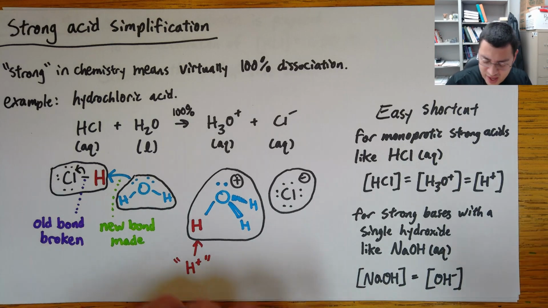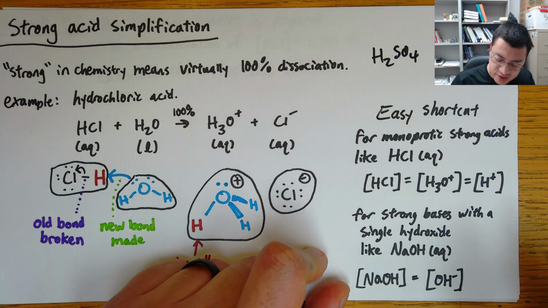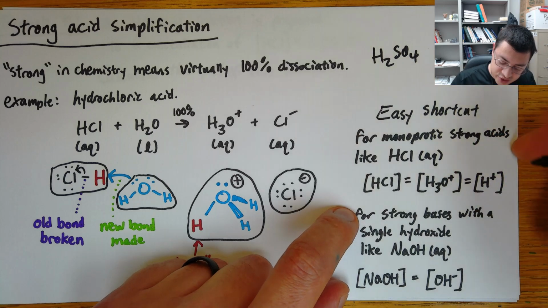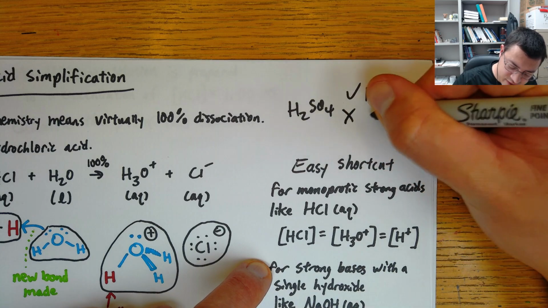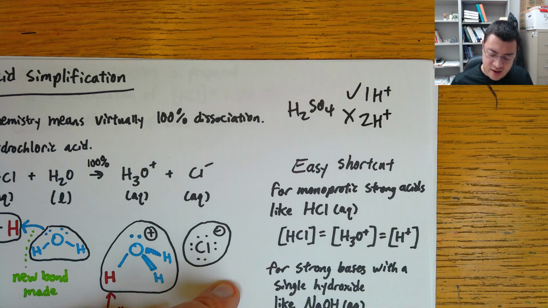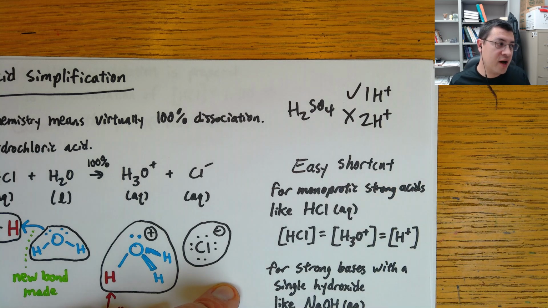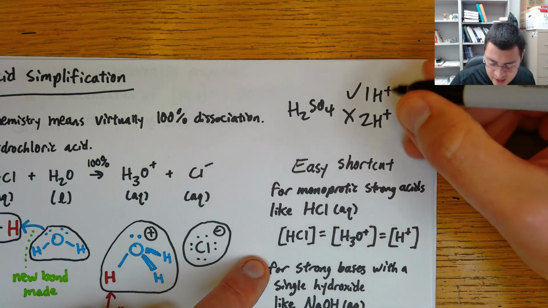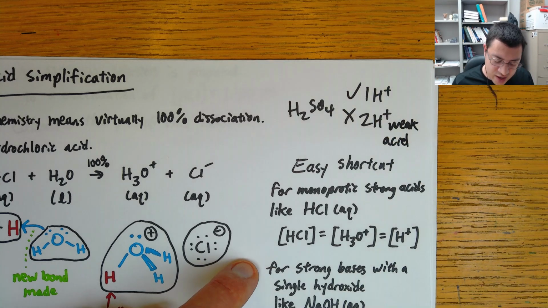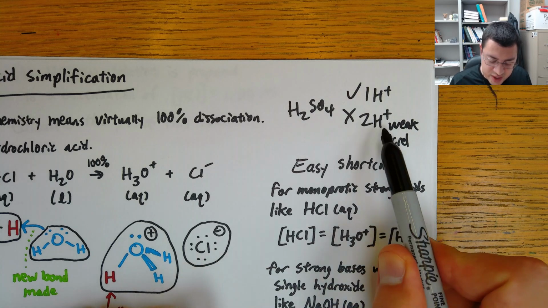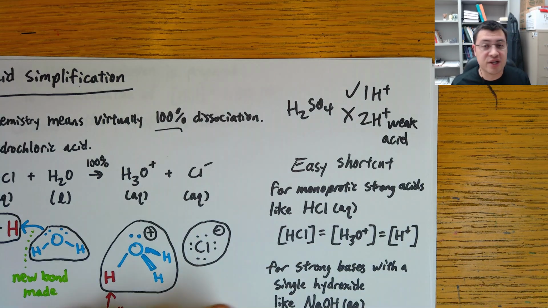Since I know one person might ask this, what if you have something like H2SO4? That's a strong acid, right, Josh? This shortcut applies to the first proton, but it actually does not apply for the second proton. After the first proton is released, the second one has a harder time being released. And at that point, the second proton is something you would call a weak acid. And weak acids do not work with this 100% dissociation assumption.